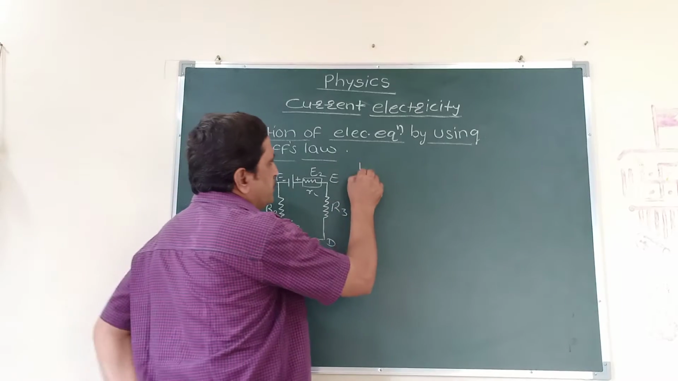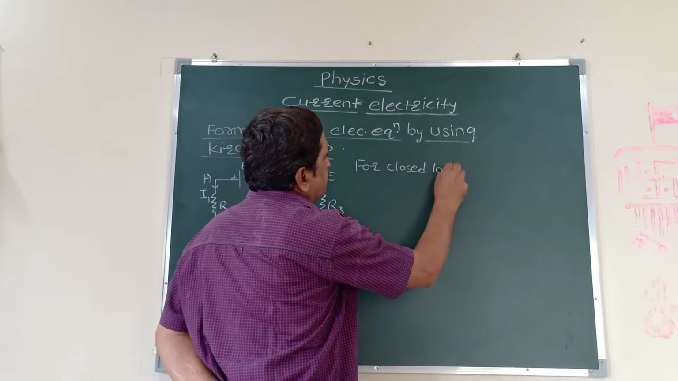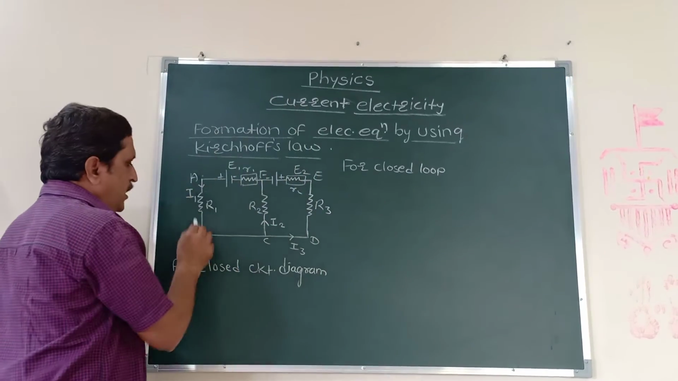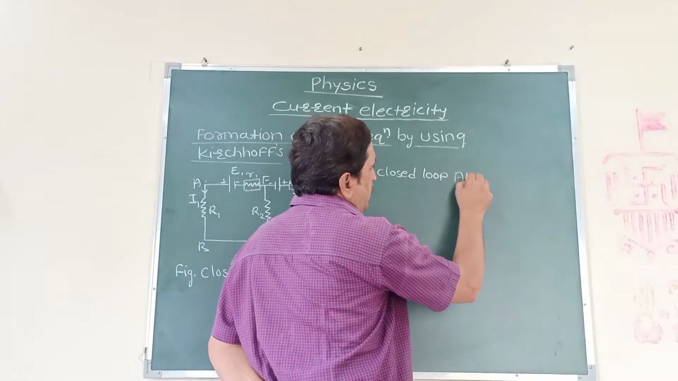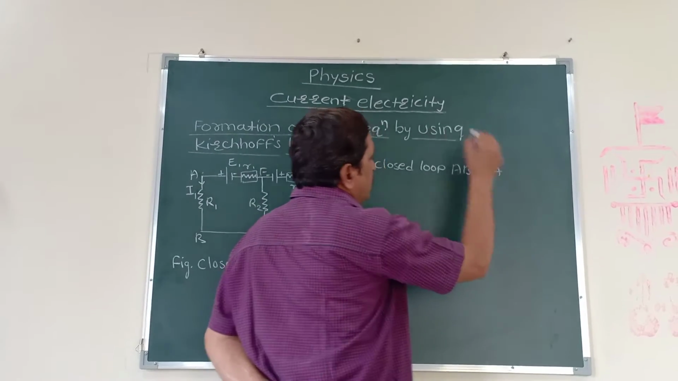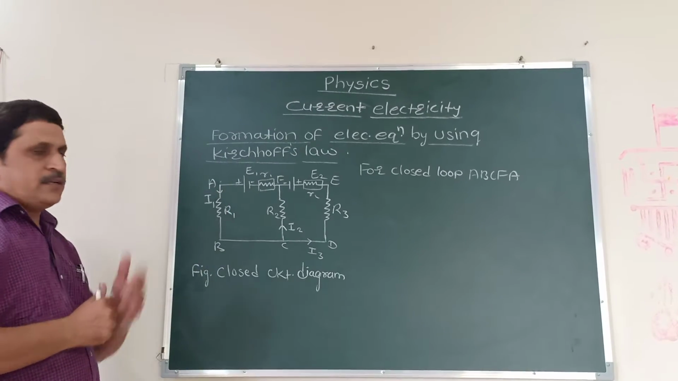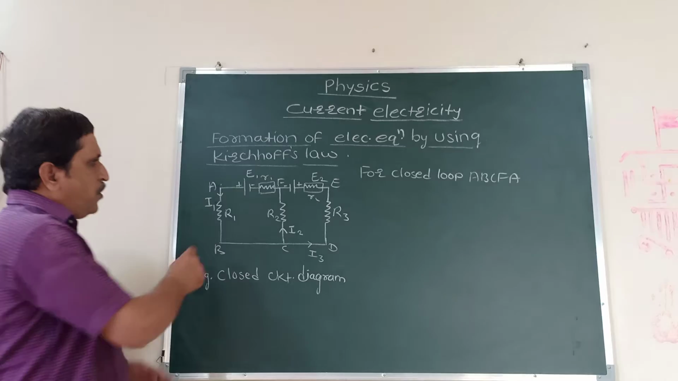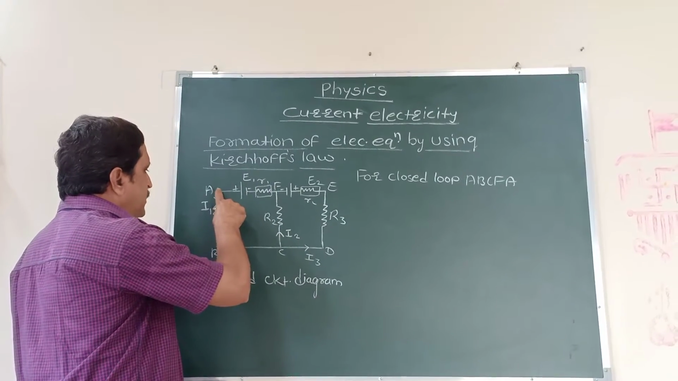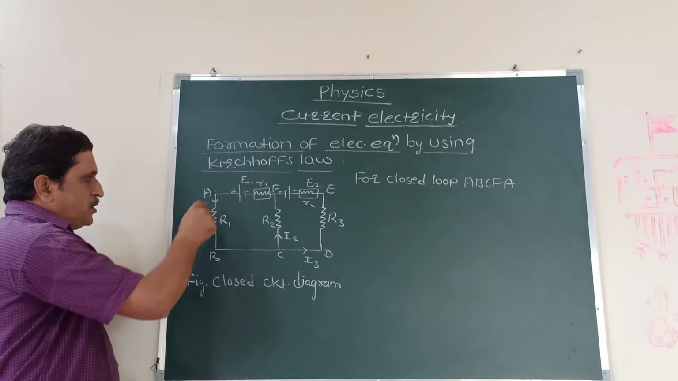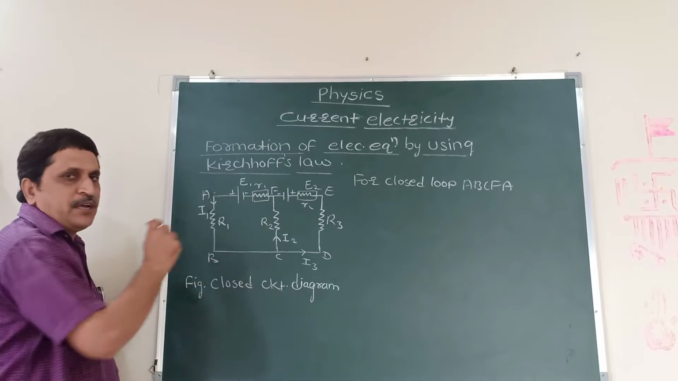Now, for the closed loop A, B, C, F, A, we have to use Kirchhoff's second law and its sign conventions. For this closed loop A, B, C, F, A, take branch A, B. The circuit is traced from A to B and current is flowing in the same direction.